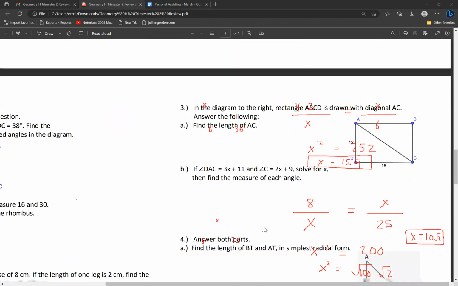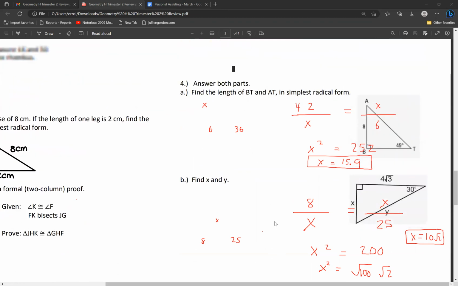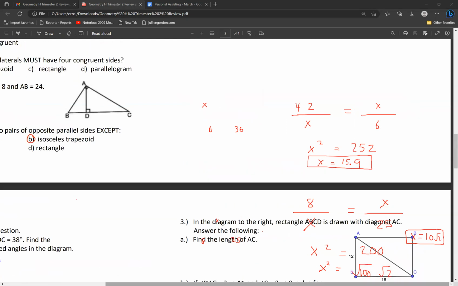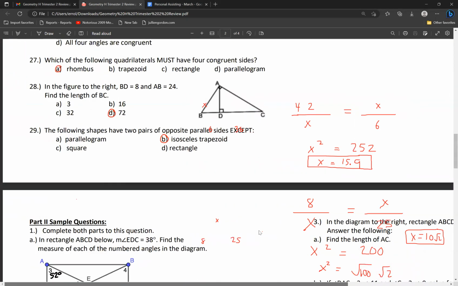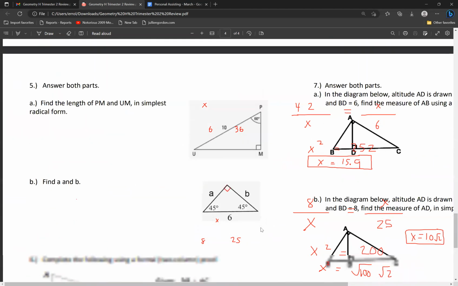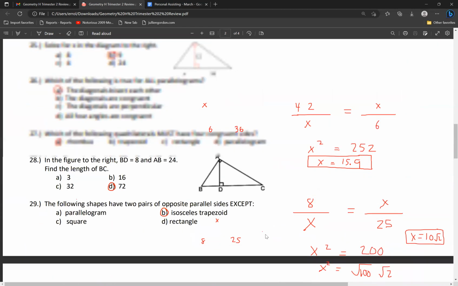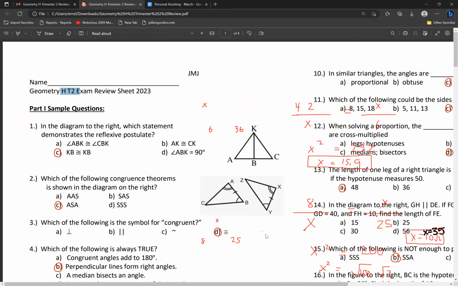Okay, so what did we do today? We did the second page, part two sample questions, one through seven. All right, and the part one you did already? Yeah. Or you did that in class? Yeah. Okay, so you good for today? Yep.